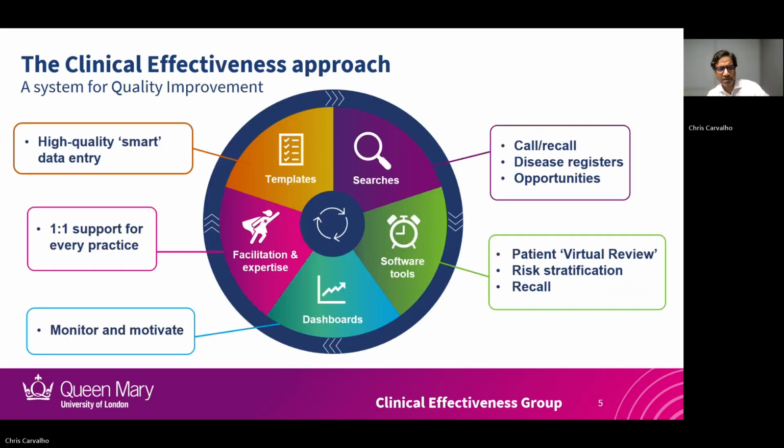And that allows us to support primary care, working to improve the efficiency and the effectiveness with our partners in primary care. But really, we're based around the clinical effectiveness approach, and you'll see this when you look at the toolkits, where we take data at the center and we use that data to inform the work that we do for quality improvement. We create those searches that help with call recall, disease registers, and help to understand our opportunities. We have templates which ensure we've got high quality, smart data entry, and then we have dashboards that help to monitor and motivate us to make improvements.